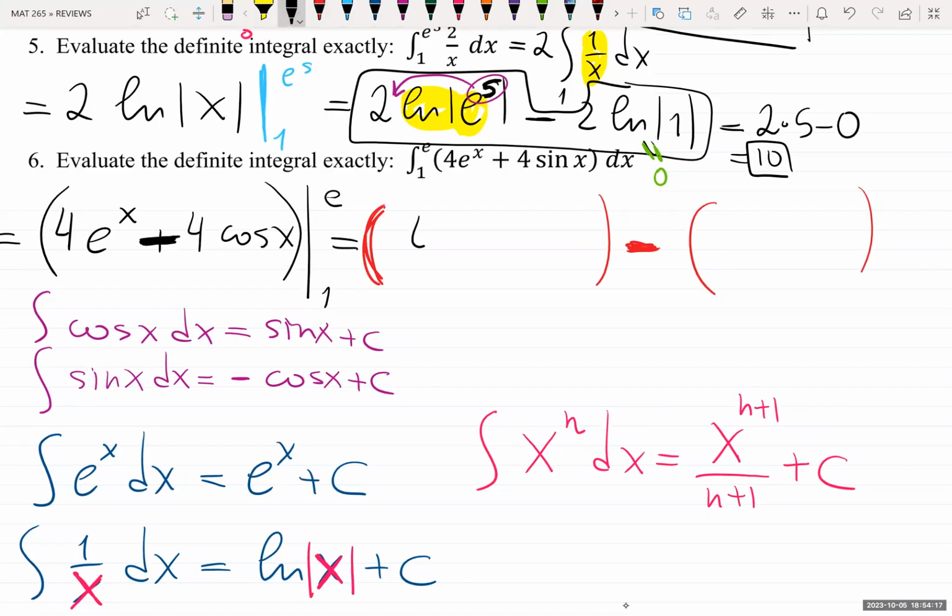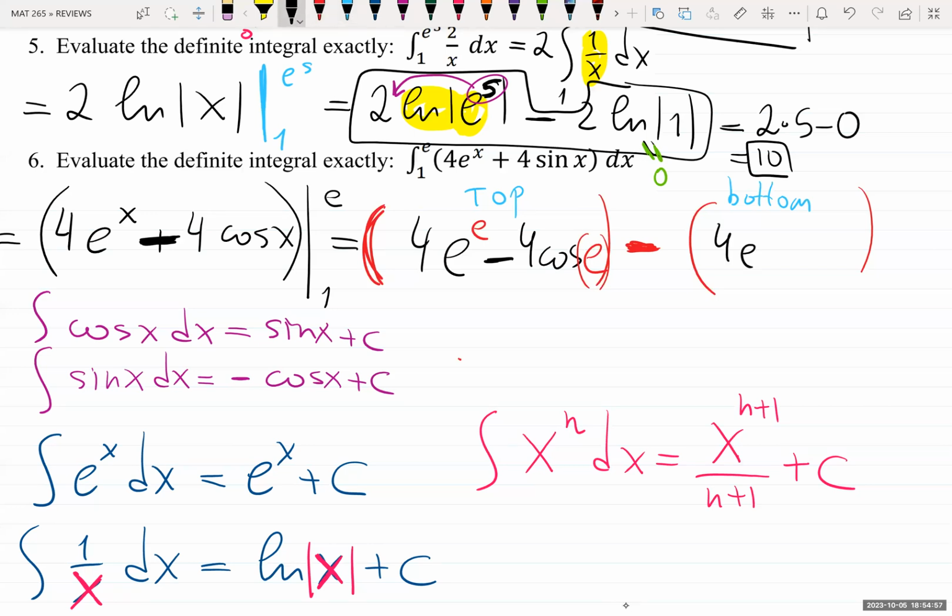So it's going to be 4e to the e. That's a number. Don't be bothered with it. It's 2.7, whatever, with infinitely many digits. That's some kind of number. And minus, that's still inside of the first guy, 4 cosine e. Cosine e is also some kind of number. It's cosine of 2.7, blah, blah, blah. Don't be bothered to calculate that. Minus, and now you plug, so that was the top. Now you plug the bottom everywhere.